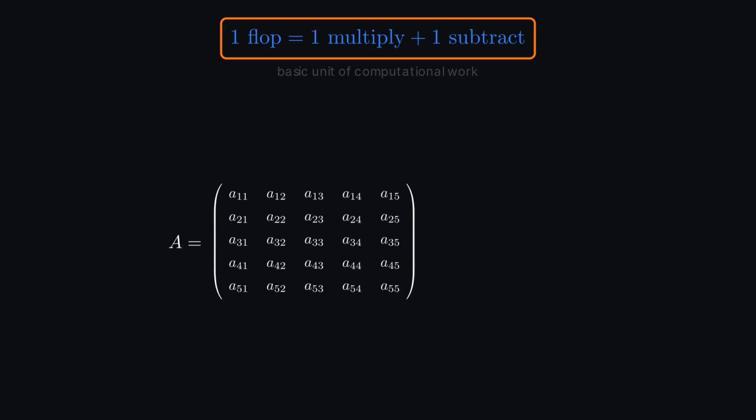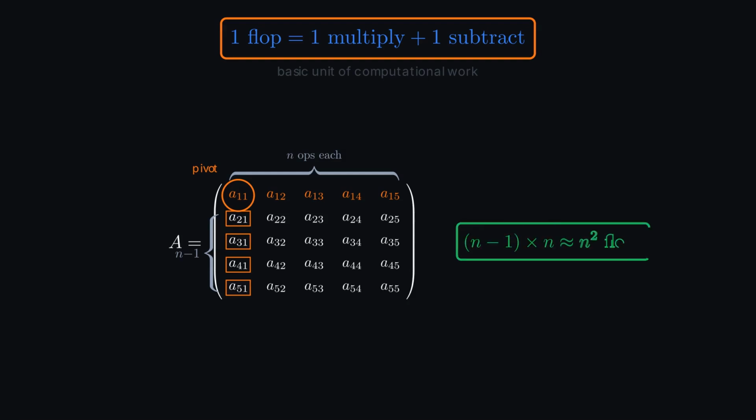Now picture an n by n matrix with generic entries aij. At the very first pivot step, we use the top row to eliminate every entry below the pivot in column 1. The pivot element is a11 sitting in the top left corner. For each of the n-1 rows below the pivot row, we perform roughly n multiply subtract pairs across the columns. That gives us approximately n-1 times n operations, which is close to n² flops.